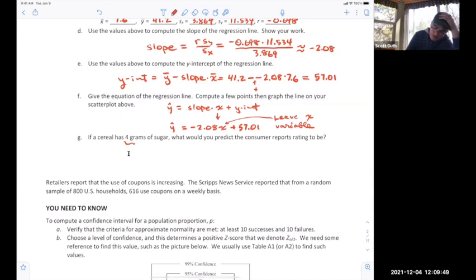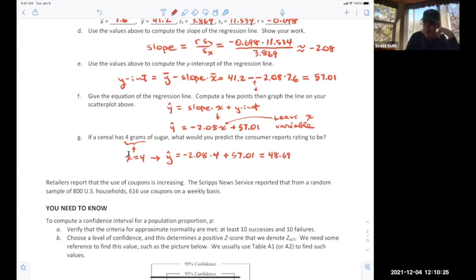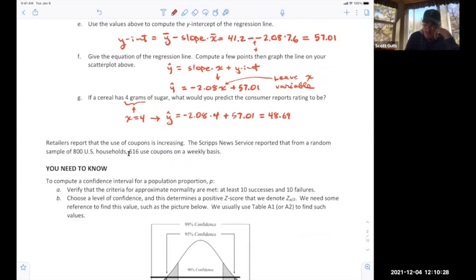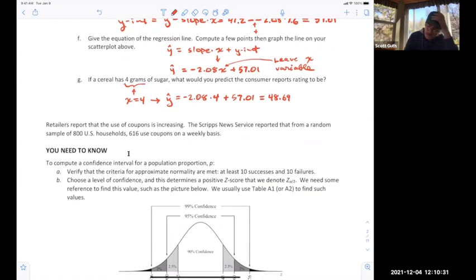Okay, until they give you a value for x. So in the next question, they say x is 4 grams of sugar. And we have to predict the y hat value. So y hat, just borrowing from the equation above, is negative 2.08, and the variable x has become 4, plus the 57.01. And so that comes out to 48.69, which you would probably round if you were actually trying to make a prediction. You probably say that this Consumer Reports rating is predicted to be about 49, and that's that.